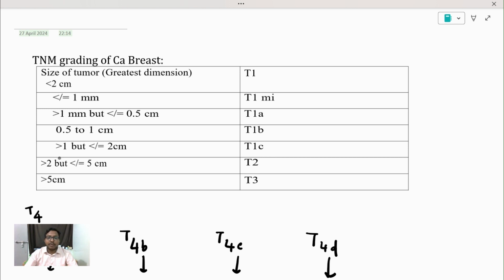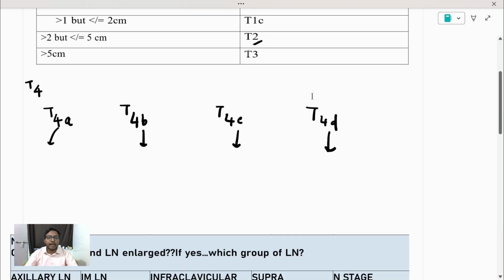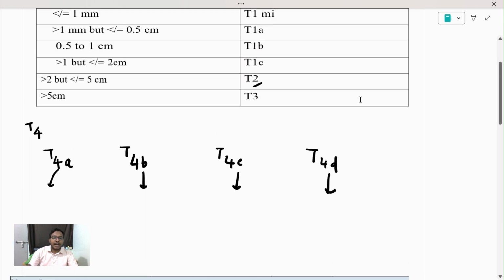Now, as we have discussed, less than 2 centimeter is T1, whereas more than 2 centimeter but less than or equal to 5 centimeter is your T2. More than 5 centimeter will come under T3. The last one is T4, and in T4 we have four subcategories.